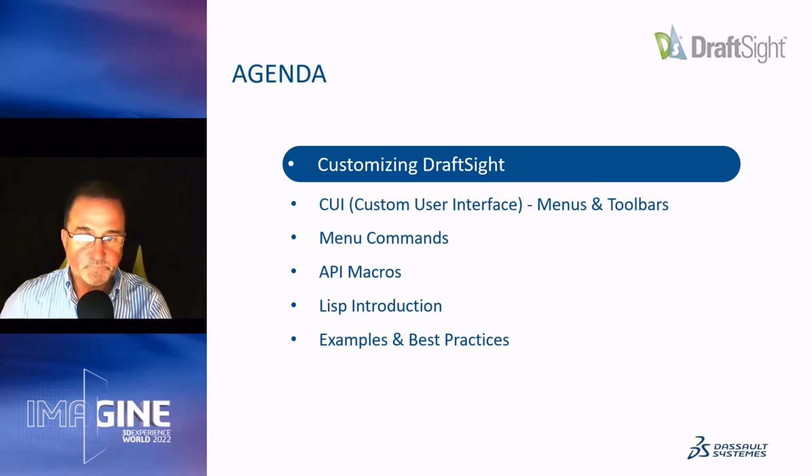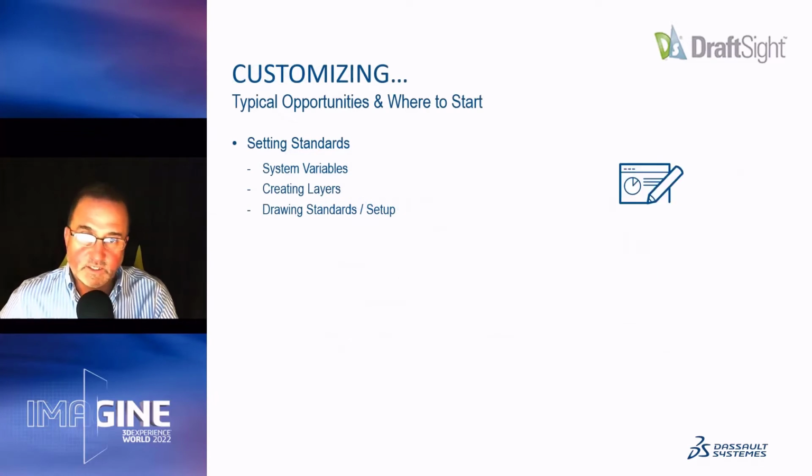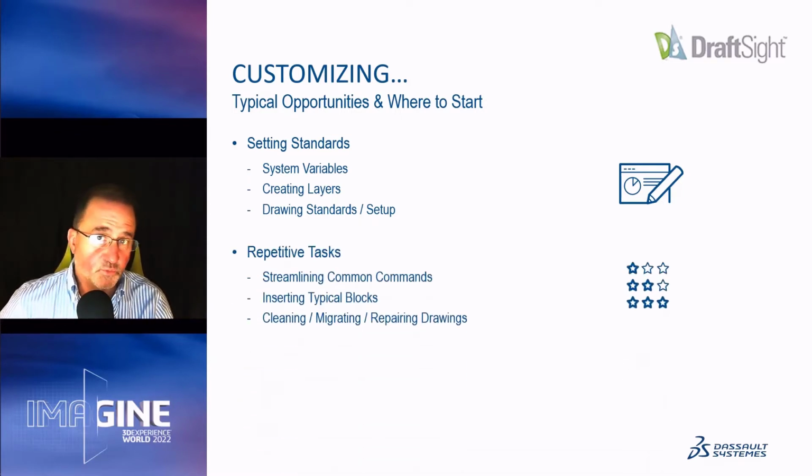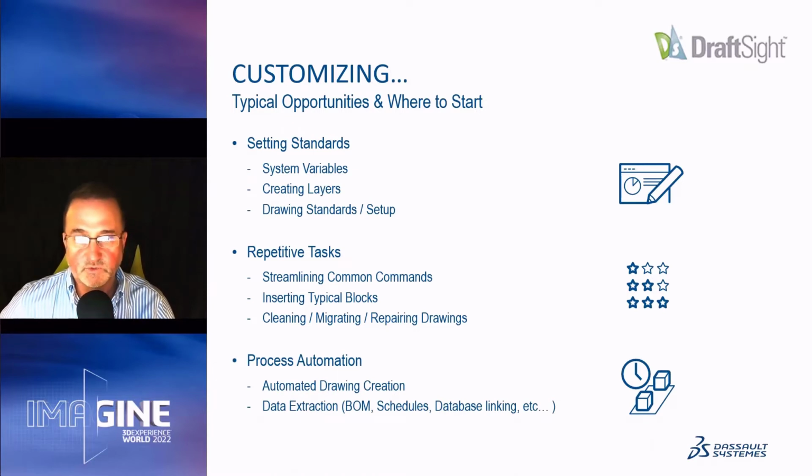So to get started, I see three main areas where there are opportunities for customization. The first would be setting standards, whether it's your system variables, creating your standard layers, or just setting up drawings. The second would be areas of repetitive tasks. Maybe you have certain things, certain blocks that get inserted over and over again, or there's a certain command that you use that is stringing different commands together, or maybe it's cleaning, migrating, or repairing drawings that you're getting from certain clients. And the last is sort of process automation.